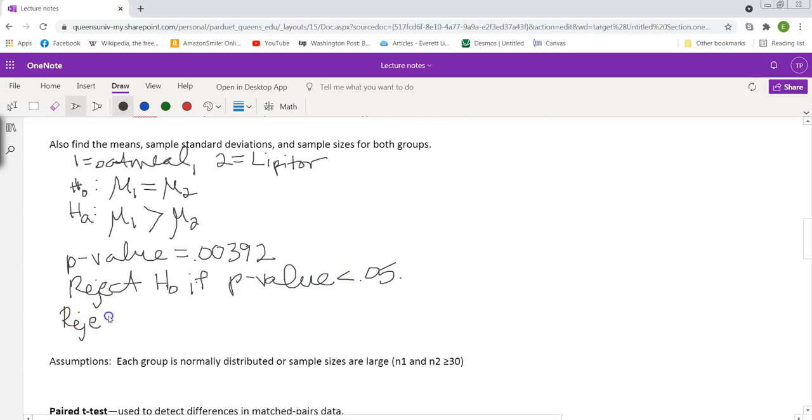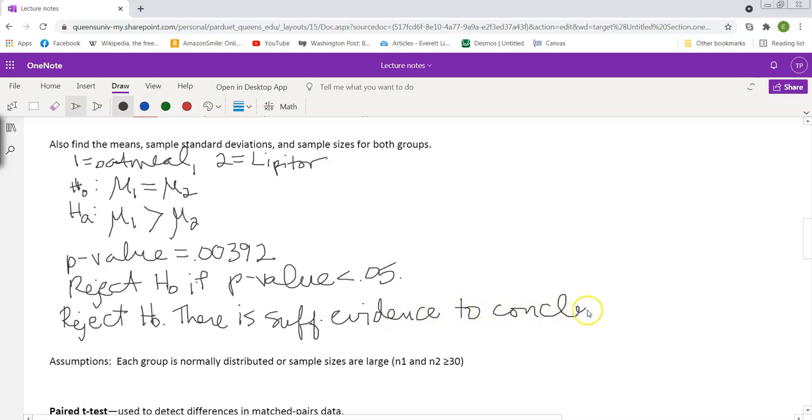Therefore, we reject H naught and say that there is sufficient evidence to conclude oatmeal lowers cholesterol more than Lipitor.